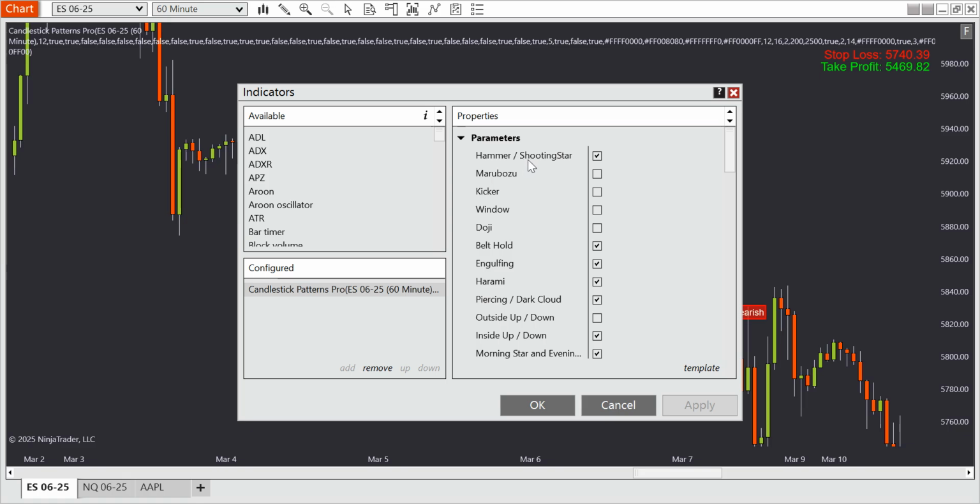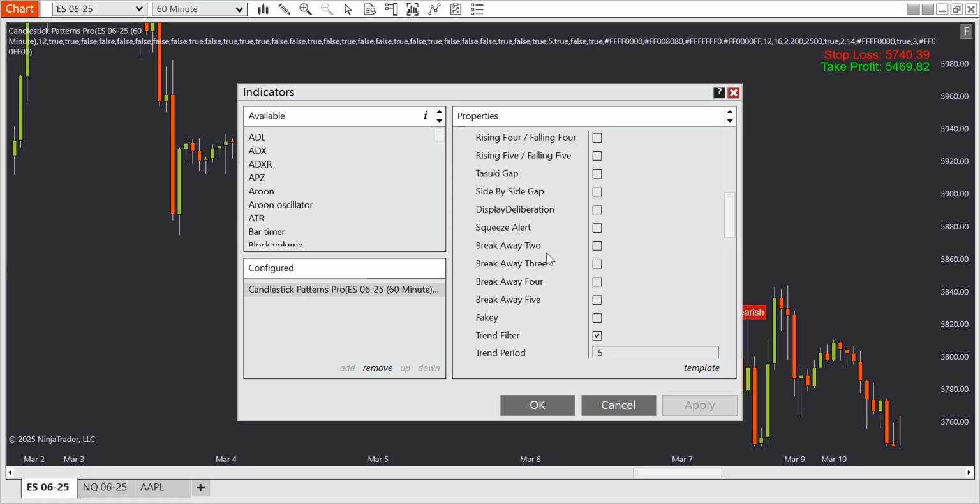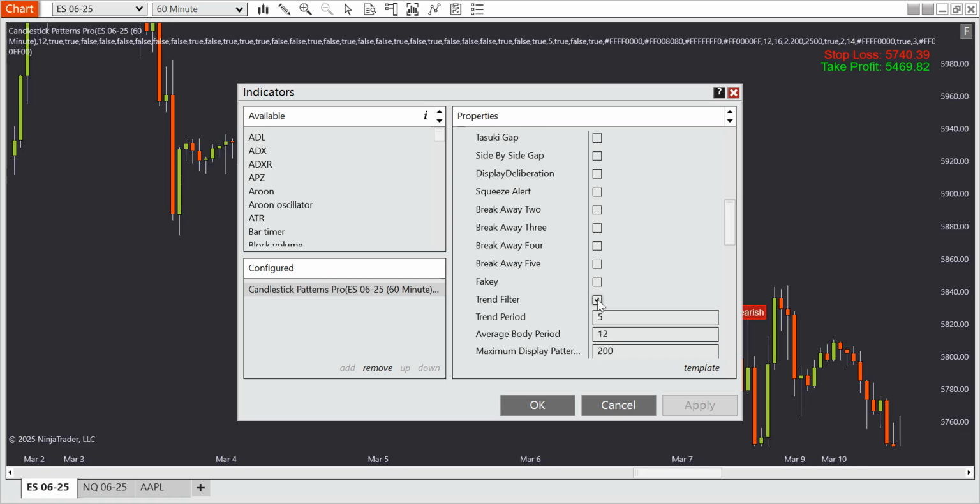You can see here, starting with hammer, shooting star, all the way scrolling down, all the ones you can select to have turned on. If you have your favorite patterns, you can have only those show. If you're just a hammer or a morning star pattern person, you can only have those show if you'd prefer. And then even a trend filter option as well.